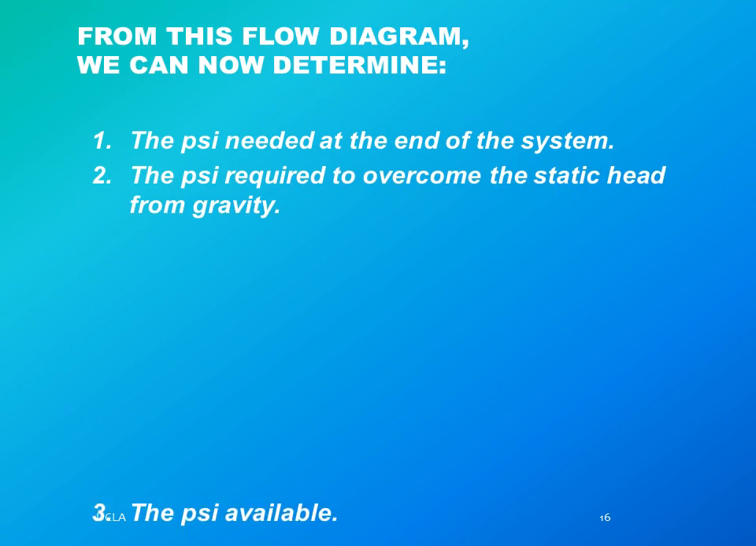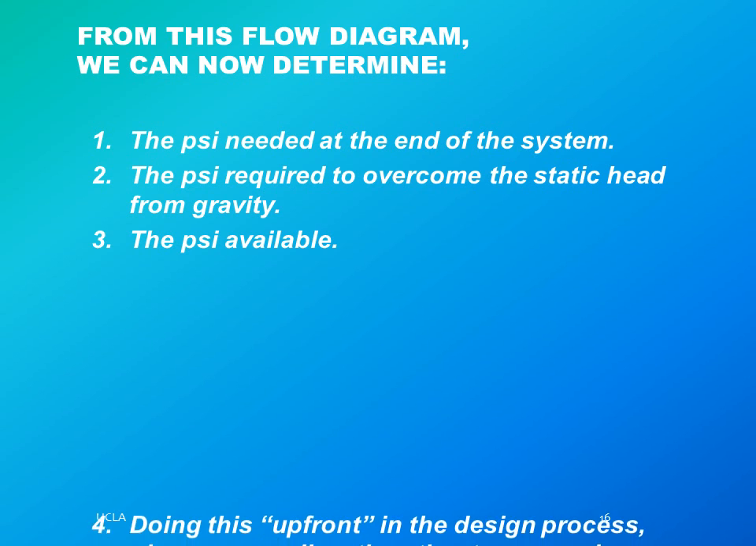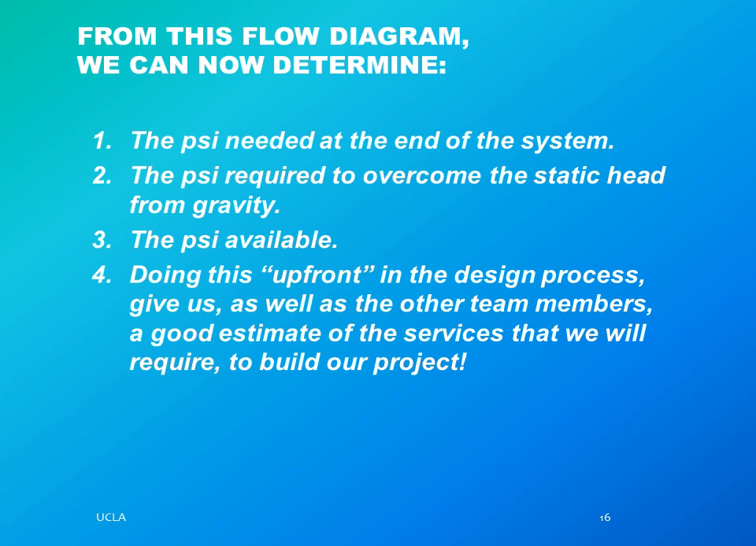From this flow diagram, we can determine a few things. We can see the pressure needed at the end of the system, the pressure required to overcome the static from gravity, and the PSI that's available at any point. Doing this upfront in the design process again gives us and the other team members a good estimate of the services that we will require to build our project. This helps us to get information for the pump power requirement.